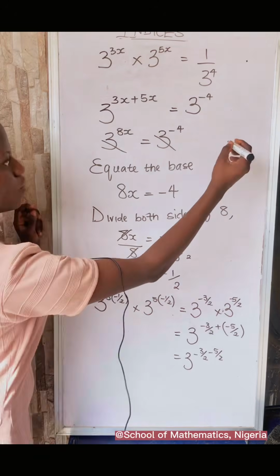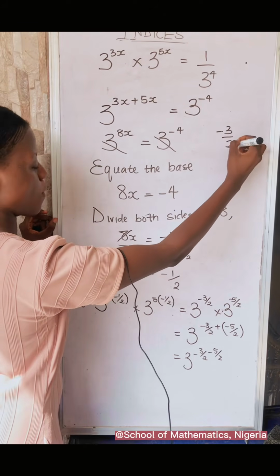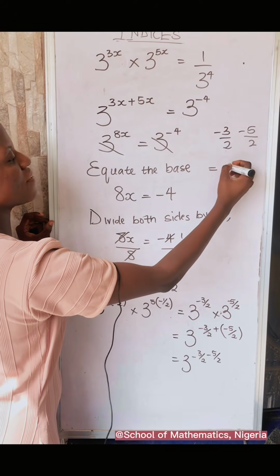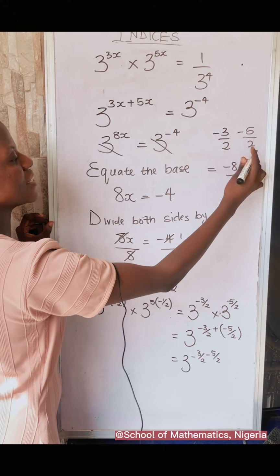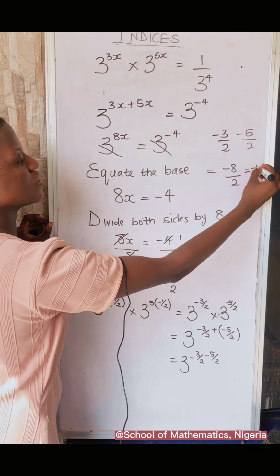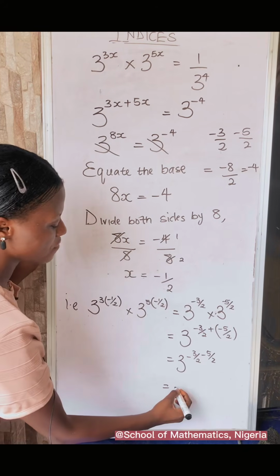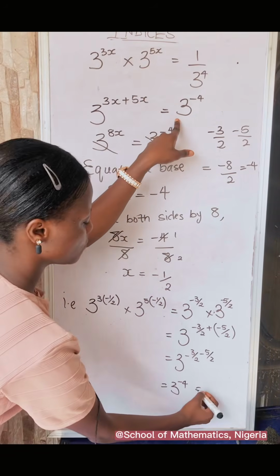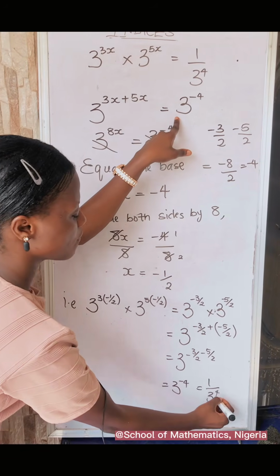So let's do this up here. Minus 3 over 2 minus 5 over 2. Minus 3 minus 5 is minus 8, because we have the same denominator. We're left with minus 4. So you have 3 raised to the power of minus 4, which gave us 1 over 3 raised to the power of 4.